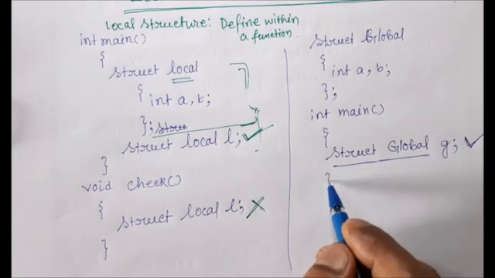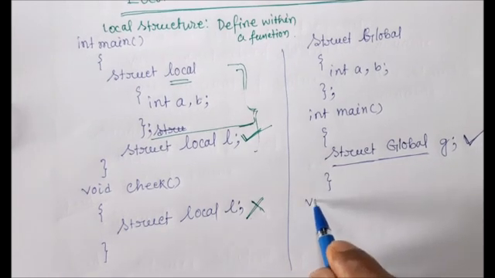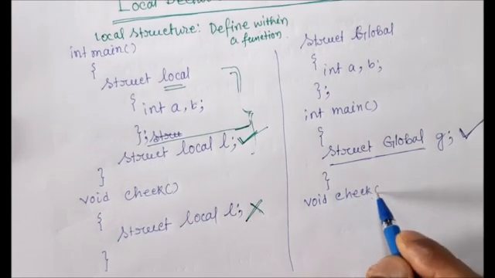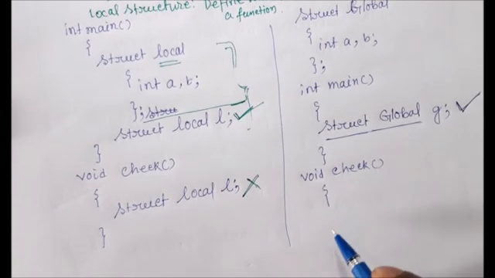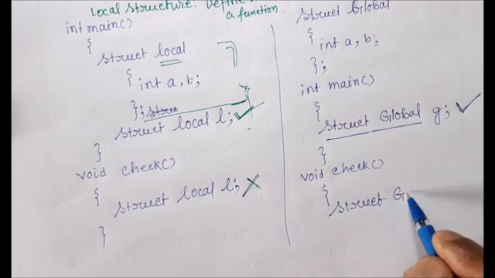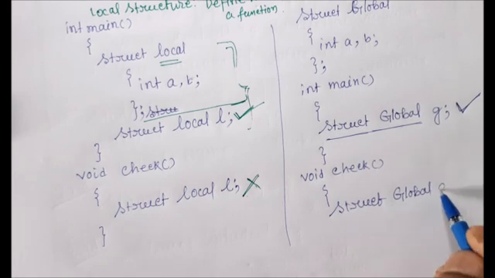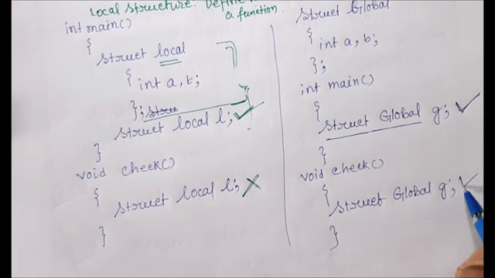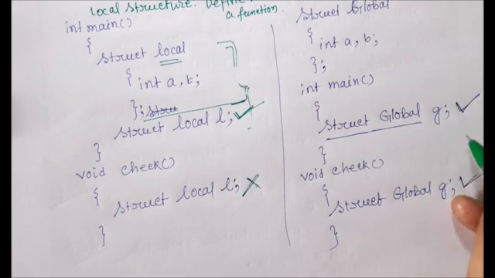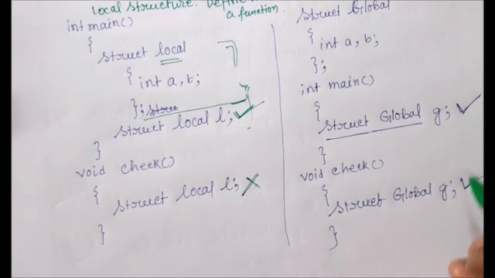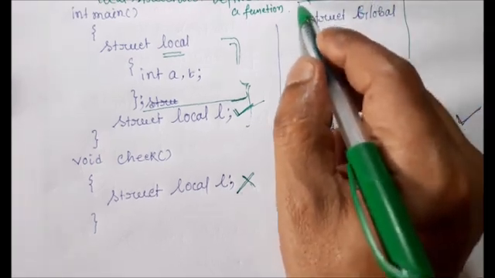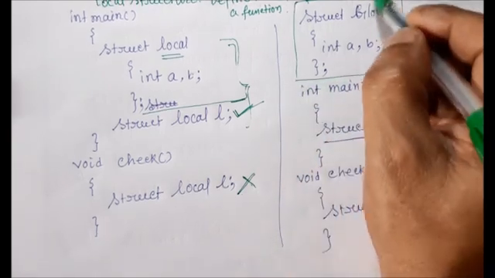It is accessible. Even if I take another function, for example, void check, this is the name of the function, and within this function, if I want to declare the structure variable struct global z, that is also accessible. So, it is acceptable. So, we have seen that this type of declaration just outside a function is called global declaration.